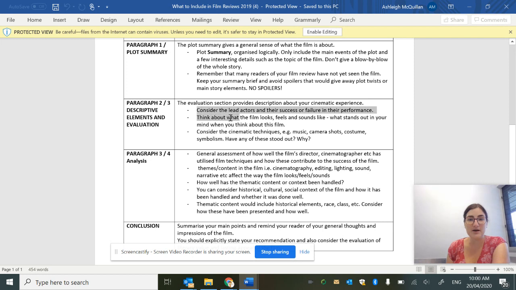Right, the next part you are doing is looking at the actors, whether they were good, whether they were bad, why. Make sure you use evidence. Think about what your film looks, feels, and sounds like. What was it about the movie that stood out to you? If you need to watch the movie again, then watch it again.